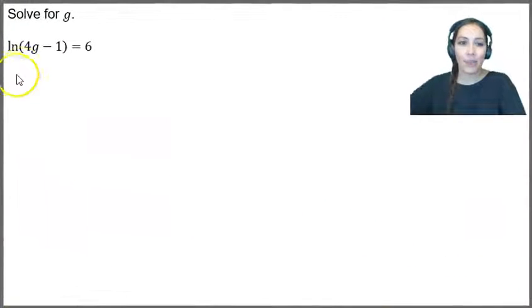Solve for g. We have the natural log of the quantity 4g minus 1 equal to 6. How do I take a natural log of a quantity so that I can solve for g in this equation?